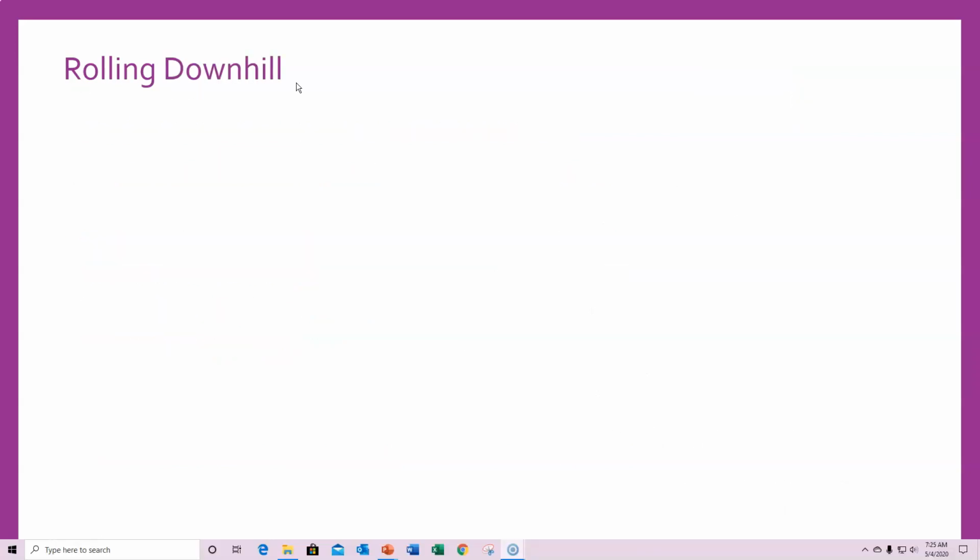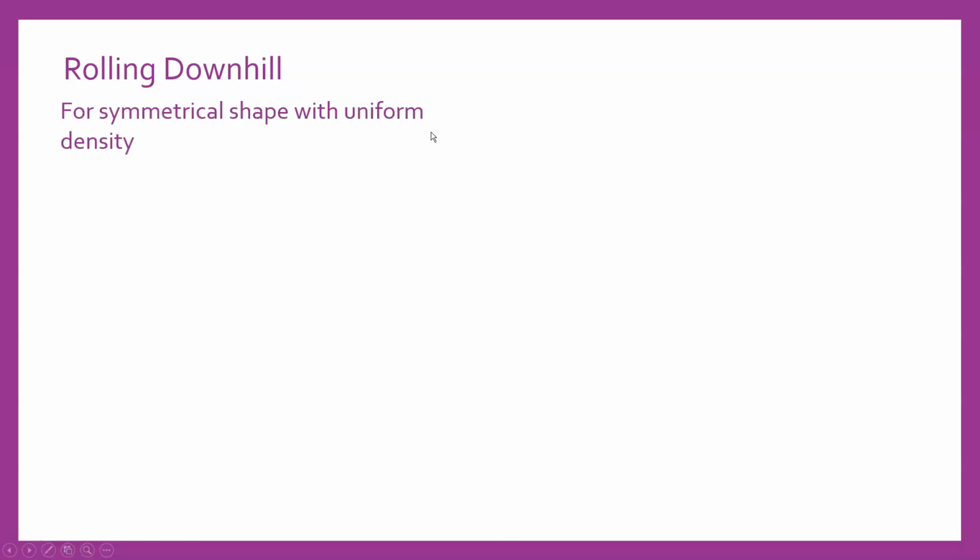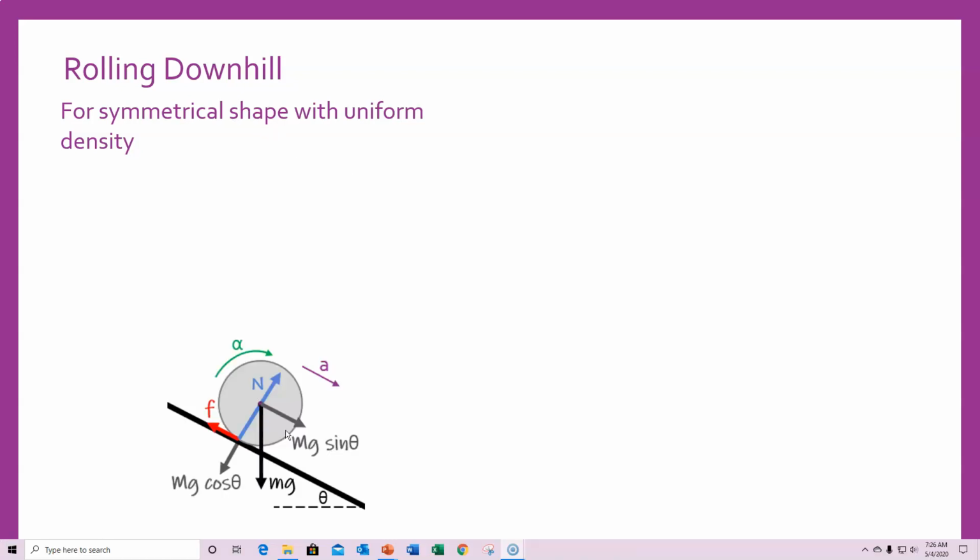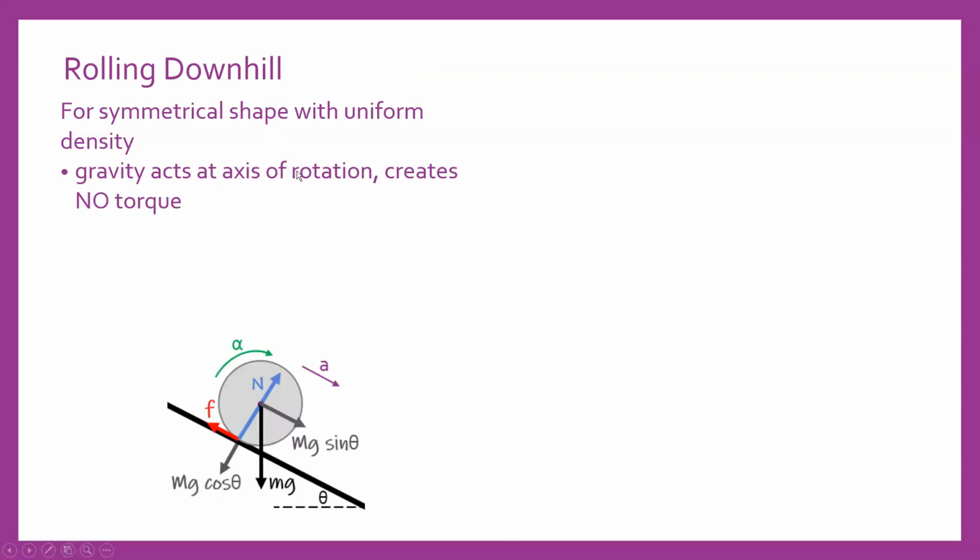Let's look at a specific case where objects are rolling downhill. First, let's look at some things conceptually. For a symmetrical shape with uniform density, shown here, gravity acts at the axis of rotation, so it creates no torque. Friction applied to the lever creates the torque.